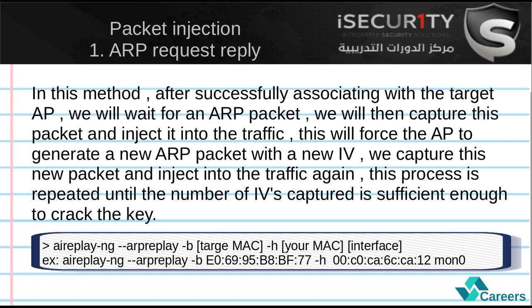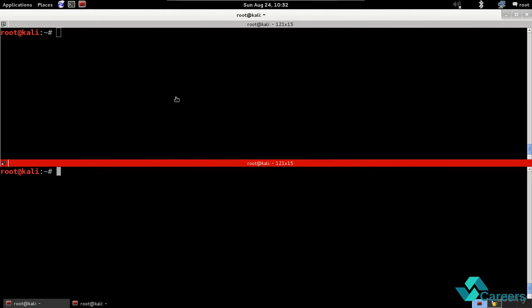So the first method of packet injection that we're going to talk about is ARP request replay. In this method, we're going to wait for an ARP packet, capture this packet, and inject it into the traffic. When we do that, the access point is going to be forced to create a new packet with a new IV. We're going to capture this new packet, inject it back again into the traffic to force the access point to create another packet with another IV. We're going to keep doing this until the number of data is high enough to crack the WEP key. Let's see how we do this in Kali Linux.